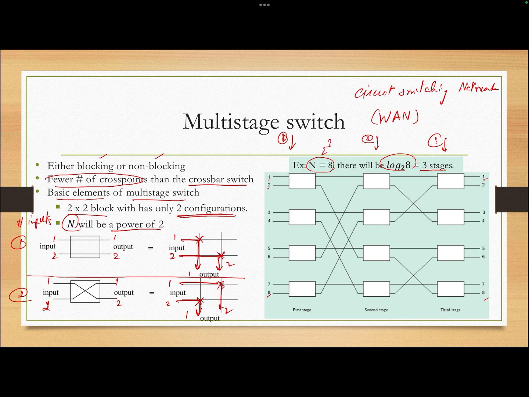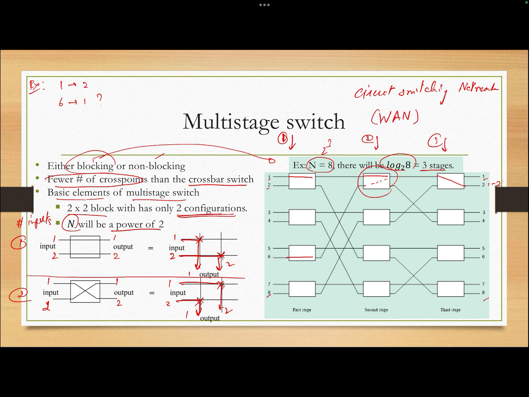Now this example is a blocking switch. For example, if I want to connect 1 to 2, I connect like this, so 1 is connected to 2. But if at the same time I want to connect 6 to 1, can I do that? I'm trying to go this way, and then I want to go this way, but I cannot, because it's already in use.